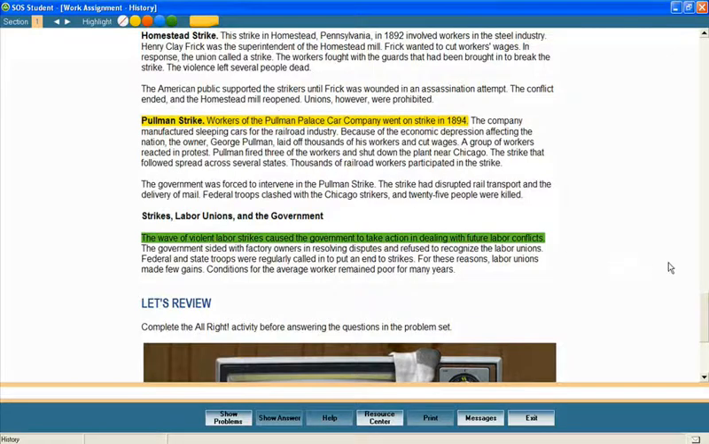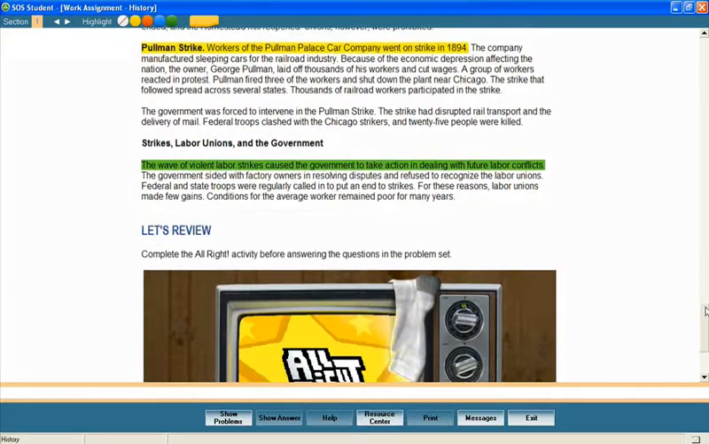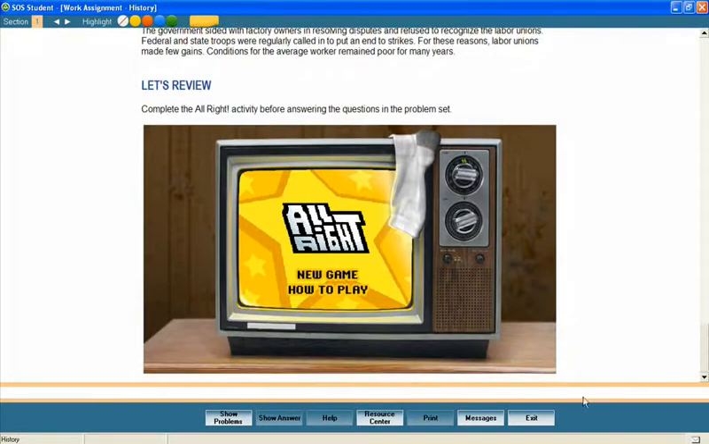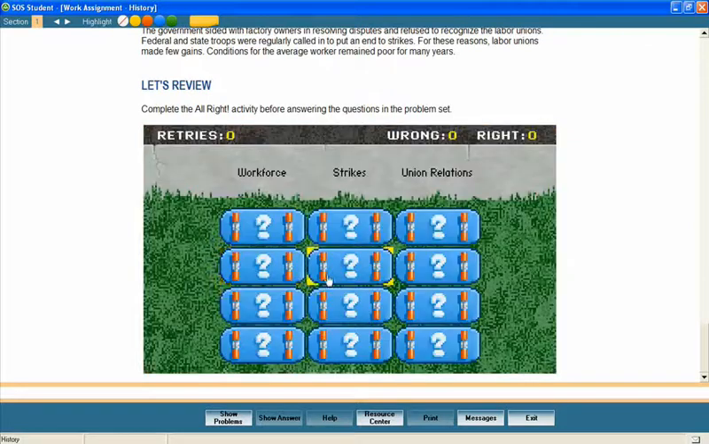In some lessons, students are given the opportunity to review and reinforce what they've learned with fun games like Farmer Frank and All Right. Let's look at this example.